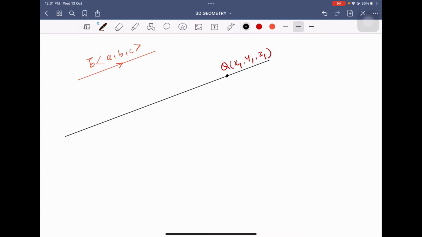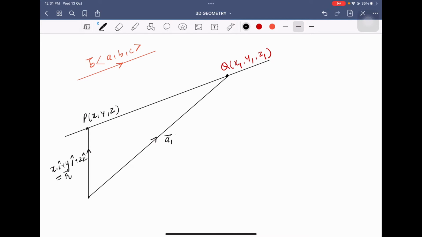Okay, so what we can do is, we know this will be the vector. Let's say this is the vector E1. We can take any point P which has coordinates x, y and z. So the position vector of this point will become x i cap plus y j cap plus z k cap, and we'll represent it with the general notation R.